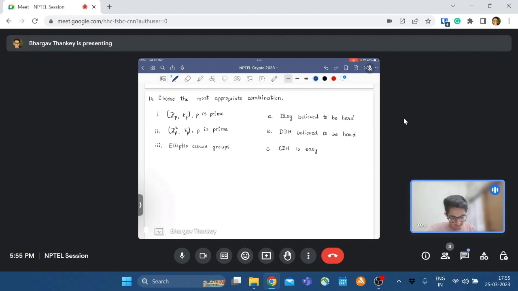So for one, we know that D-log is easy in ZP plus P, right? And D-log is easy, which implies CDH is easy. So one maps to C.